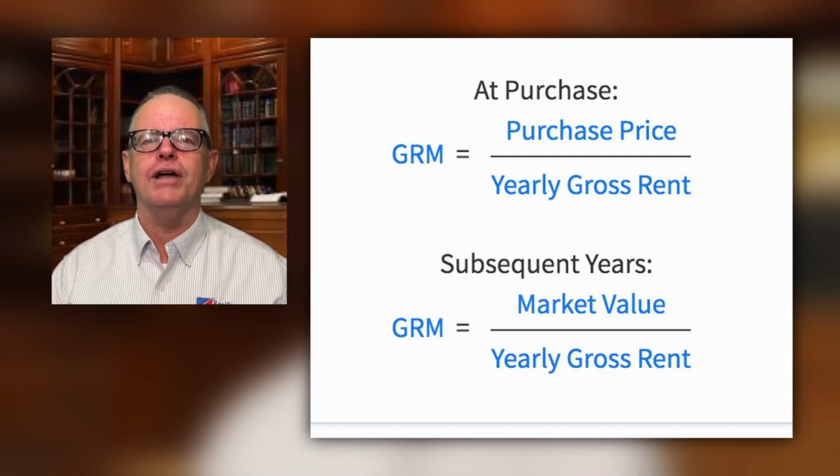So what is a GRM? To calculate a GRM, you simply take the price and divide it by the annual income. For example, if you had a $500,000 sales price and a $50,000 gross income, your GRM would be 10. Sometimes you only have the monthly income. So in this same example, if the monthly rent was $4,166, you would simply multiply that by 12 to get the annual gross income of $50,000.